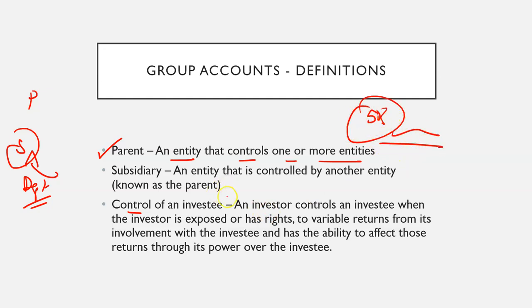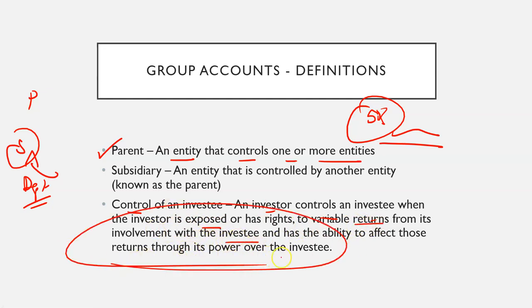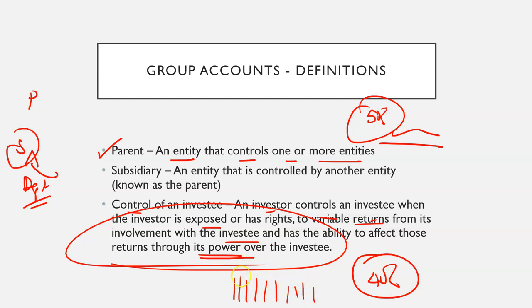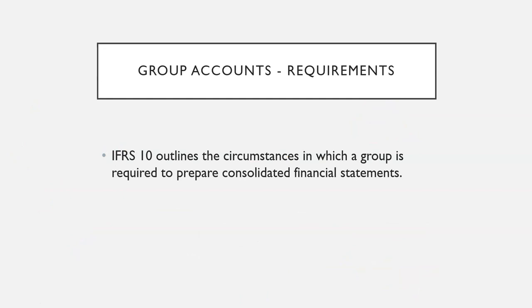What you guys are going to get in your exam at this level: an investor controls an investee when the investor is exposed or has rights to variable returns from its involvement with the investee, and has the ability to affect those returns through its power over the investee. And I've talked about this issue of power. So you could have 40% and still be in control, because all the other shareholders are so dispersed that you would still be considered to be in control, to affect, when we say variable returns, deciding on dividend policy, that sort of thing. But for you guys, it's 50%.